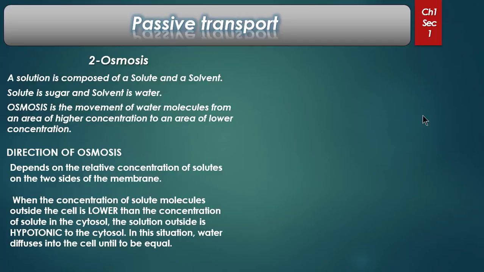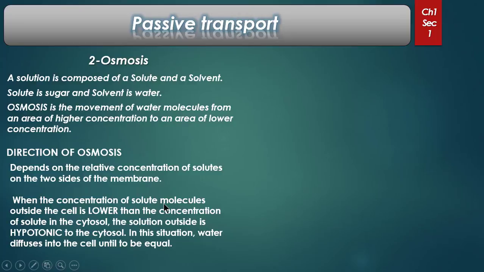Okay, direction of osmosis depends on the relative concentration of solutes on two sides of the membrane. So we said, what is the solute? The solute is sugar. So when solute is in the water, the water particles may move. Okay, I'm just going to teach you now in the figure. So it depends on the relative concentration of solutes on two sides of the membrane.